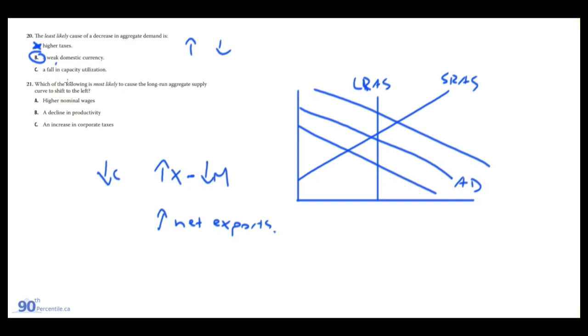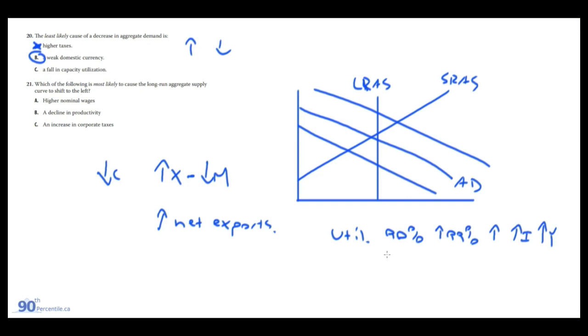If you were to look at C, which is a fall in capacity utilization, basically what this is saying is that if you have utilization of businesses at like 90%, you're getting pretty close to the peak. So if this were to increase to like 99%, then you're going to need more property, plant, and equipment, or more investment to produce more goods. So if capacity utilization increased, this would lead to an increase in investment, which would increase output or GDP.